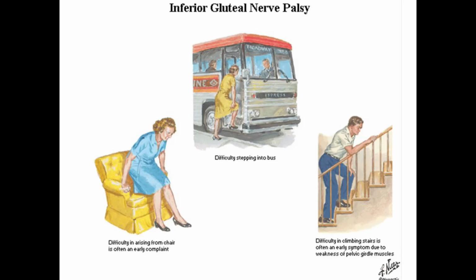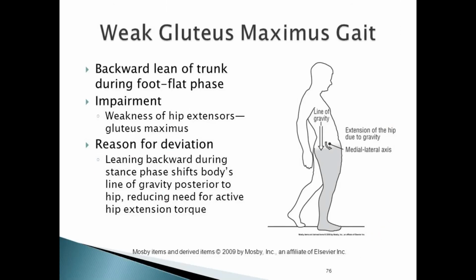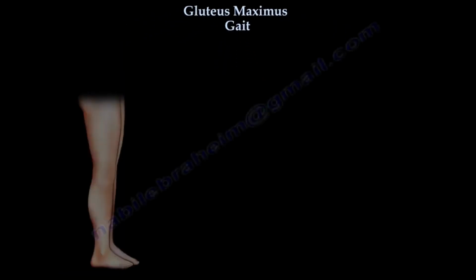So there will be impairment of hip extension and lateral rotation, and difficulty in raising the body from a sitting or stooping position. So they have this condition called inferior gluteal nerve palsy, which also has a characteristic gait. So I will show you in the next video. Gluteus maximus gait.